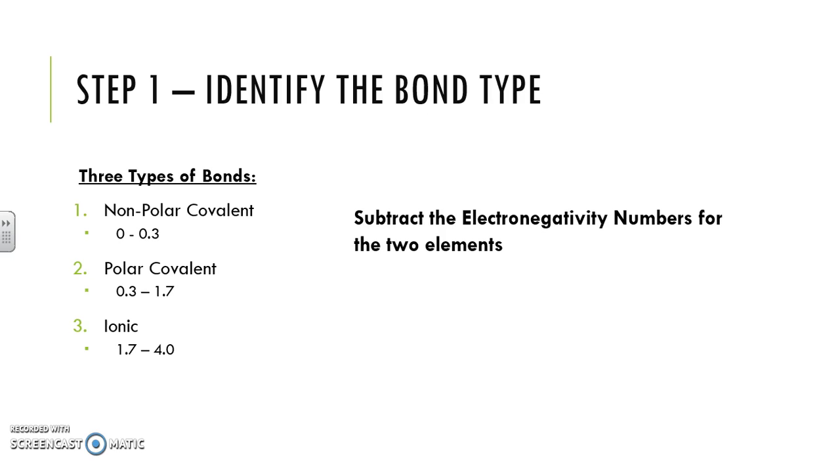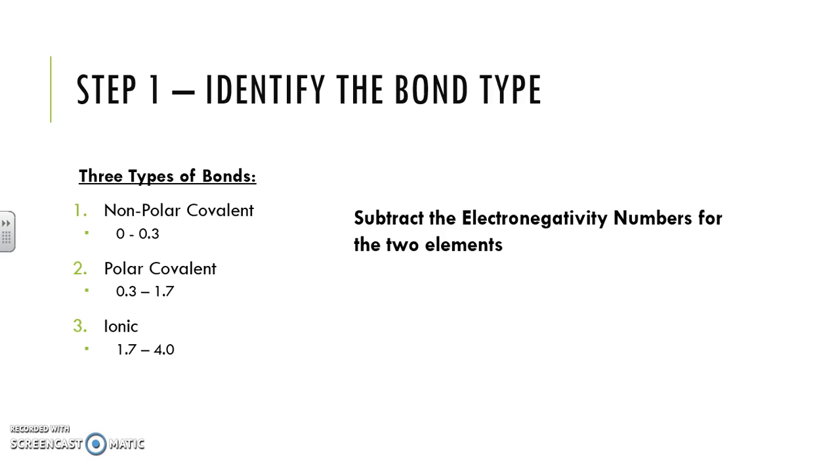If you have a difference between 0 and 0.3, your bond is going to be considered to be nonpolar covalent. Now what that means, the covalent part, means that you're going to be sharing the electrons. Nonpolar means that they're not going to be pulled to either one atom or the other, so they're shared equally. Polar covalent bonds, the difference in electronegativity will be between 0.3 and approximately 1.7. Now again, the covalent part means that they're going to be shared, but the polar means not equally.